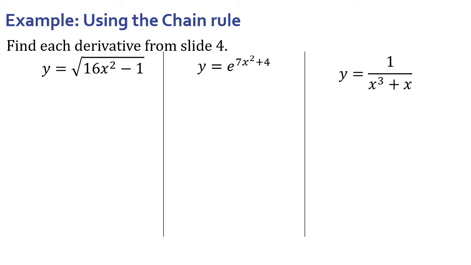Okay, let's continue going. So here I said that u was 16x squared minus 1, so that's our inside function. Our outside function is the square root of that, so the square root of u. All right, so the derivative of u with respect to x is going to be 32x. And here the derivative of y with respect to u is 1/2 u to the negative 1/2.